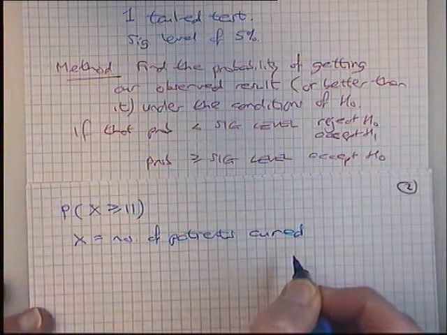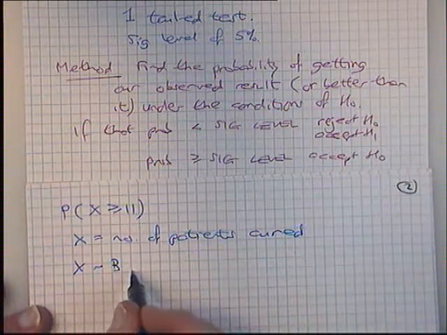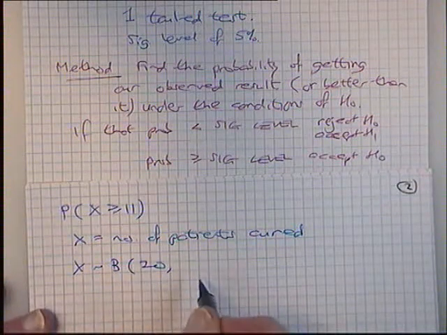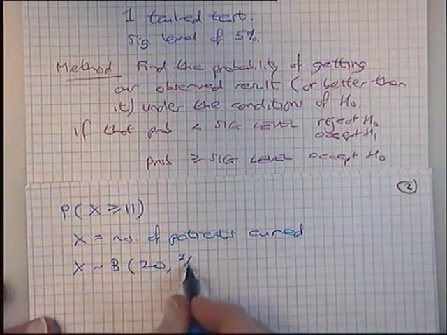And I also need to state what distribution I'm using. Well, we talked about it earlier. We said x then will follow the binomial distribution. We said earlier n is 20. And under the conditions of the null hypothesis, which is what we use, p is 2/5.